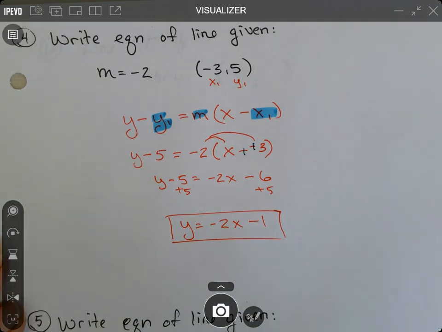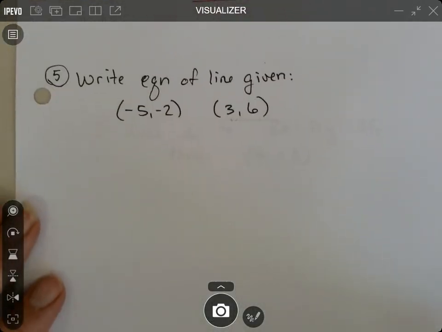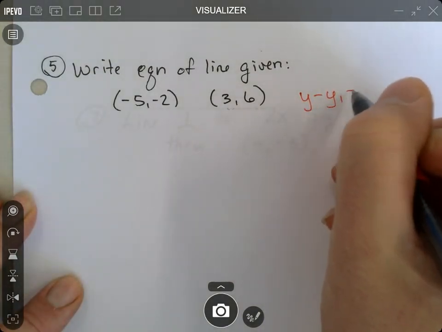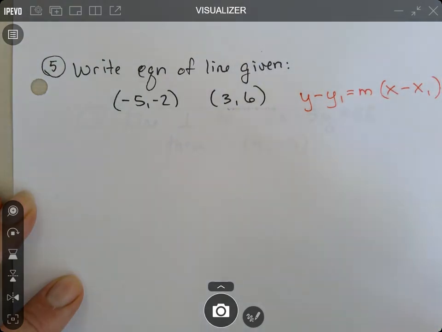Okay. We spent a couple days on this because we did part 1 where it was just this type, and then we did part 2, which were parallel and perpendicular. You need slope. Here's my point slope form. I need slope and an ordered pair. I have 2 ordered pairs. So what do I need?